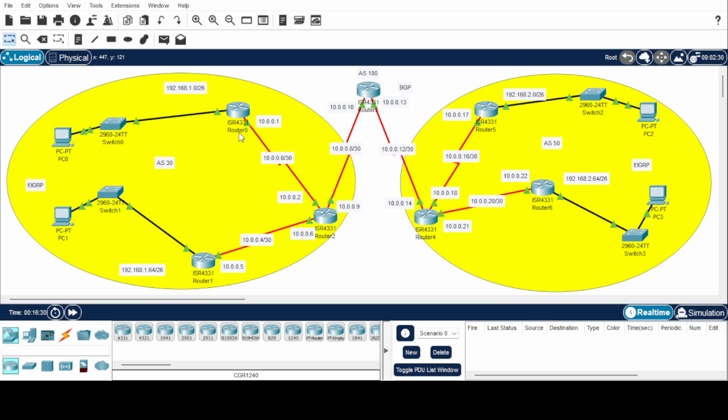So router 0 finished, router 1 finished. Now we have to configure router 2, and this router 2 is the edge router. So here two routing protocols will be there. One is EIGRP, which is for internal routing, and the other will be BGP, the external routing protocol. Let's first do the EIGRP on router 2.